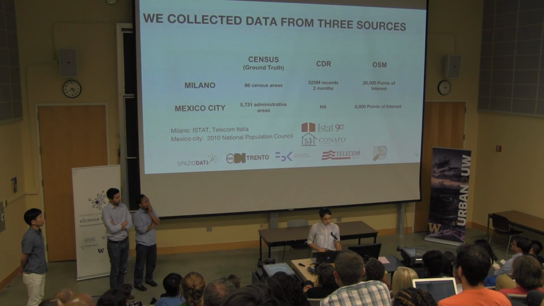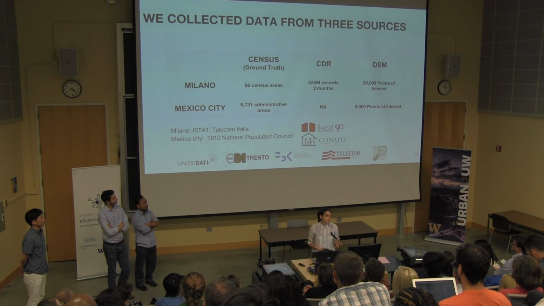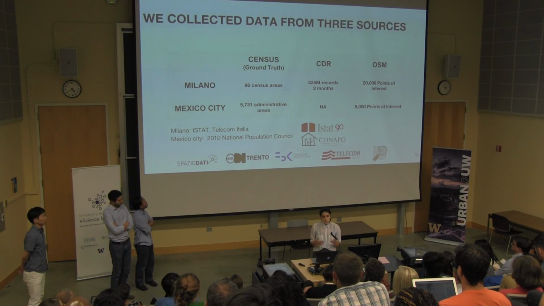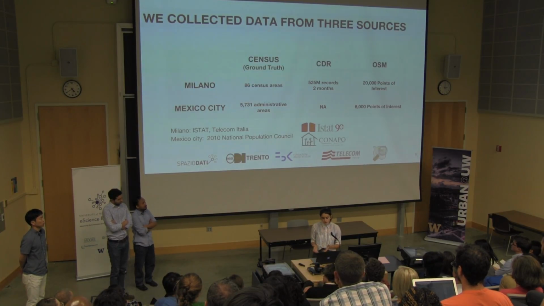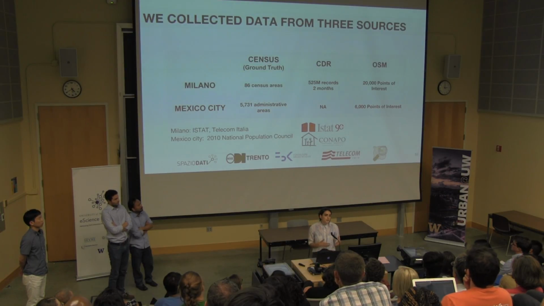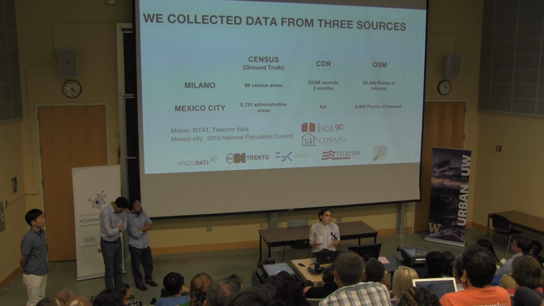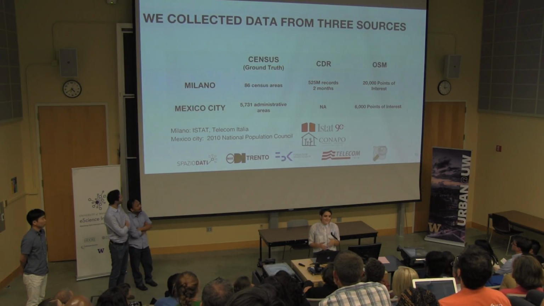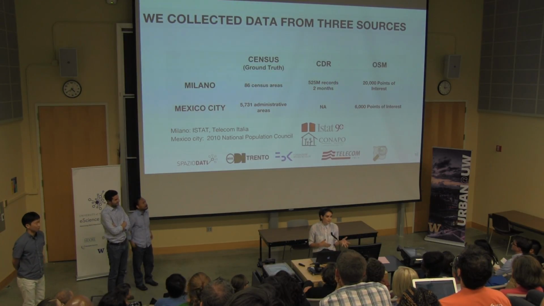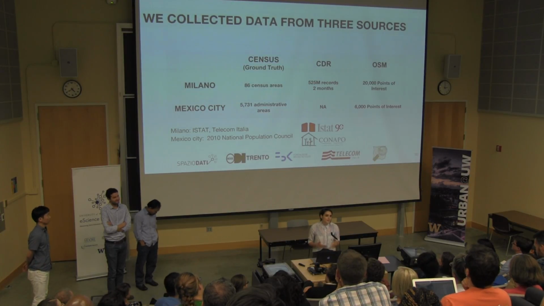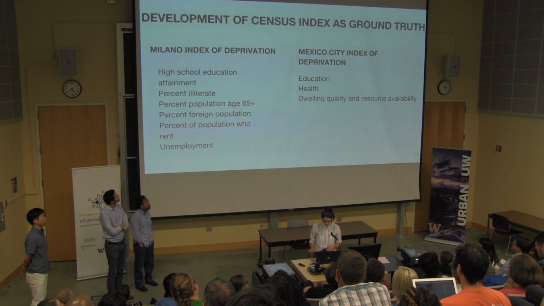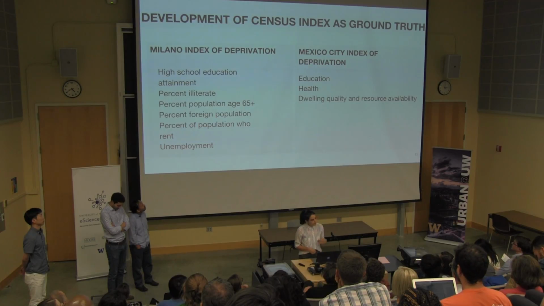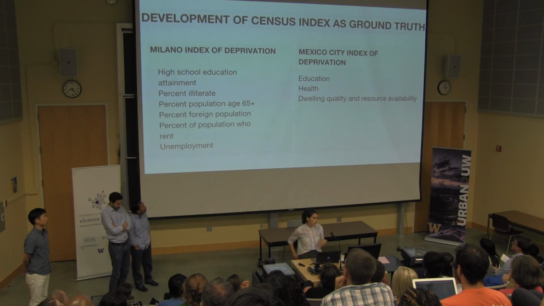And then for Mexico City, we have about 5,731 administrative areas. Mexico City is much larger than Milano, and we have a much finer resolution for Mexico City. We don't have any call detail records, but we do have OSM data. So we're working with how we can build a model where we don't necessarily have the same kind of urban area. We don't have the same kind of urban fabrics, and we also don't have the same availability of data, because that's often the case.